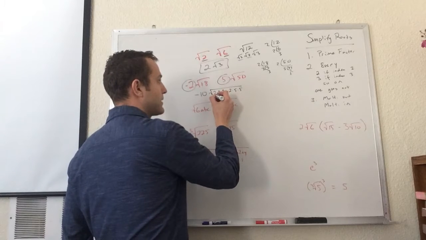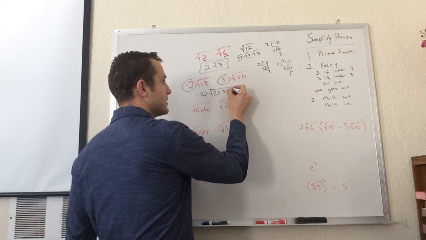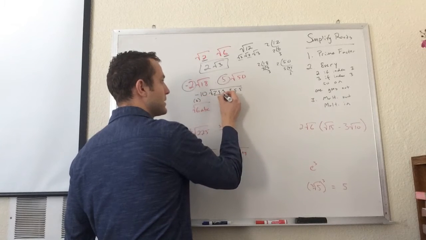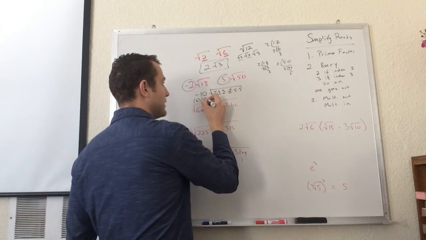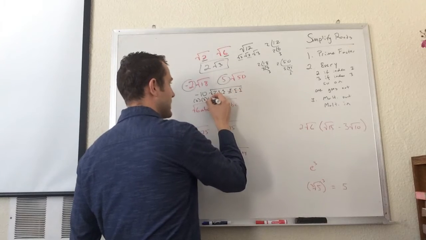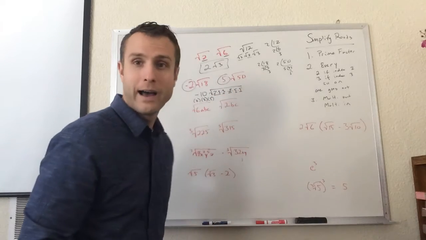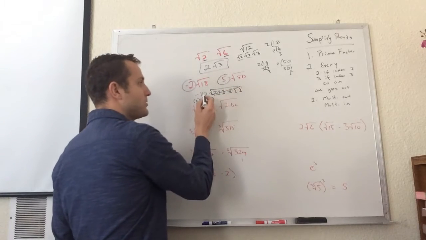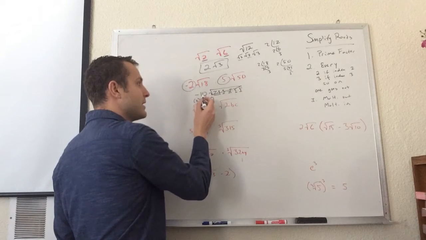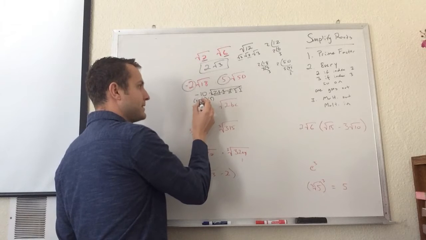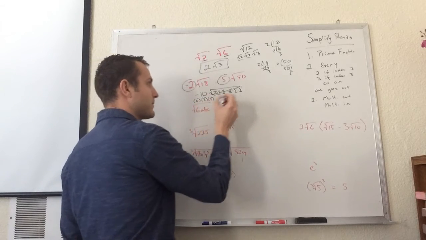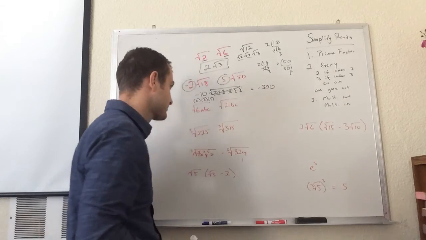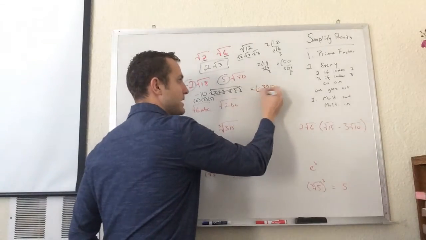Then I do the same thing. Since it's a square root, every time I have 2 numbers, that goes on the outside. 2 3s, that goes on the outside. 2 5s, that goes on the outside. Guess what? I don't have anything left. So I don't have a square root. All I have to do is multiply all my outside answers. Negative 10 times 2 times 3 times 5. That's going to give me negative 300. So my answer is negative 300.